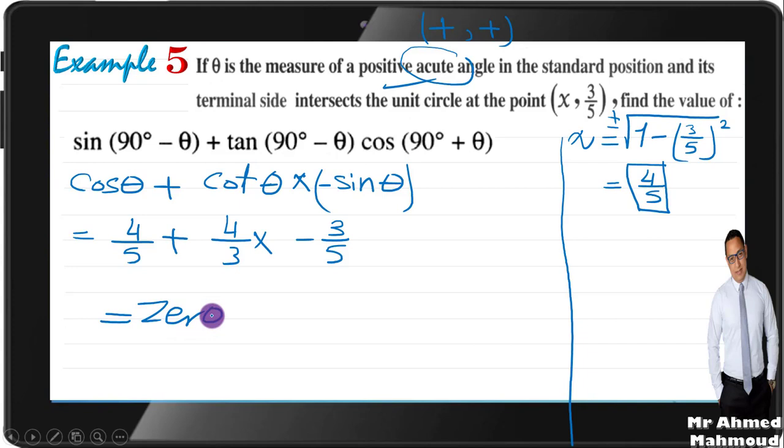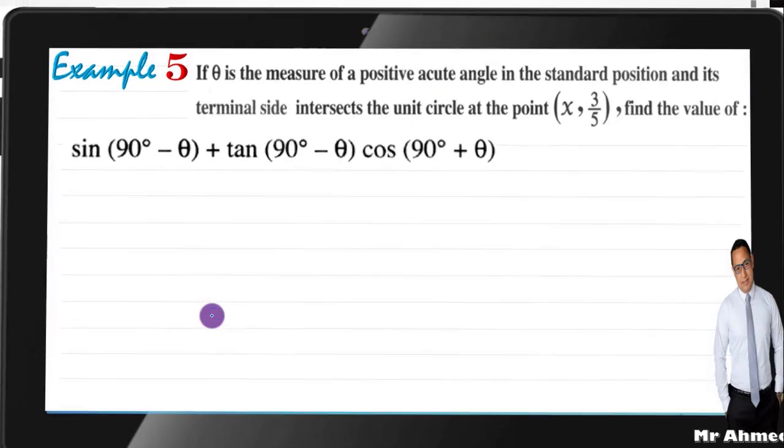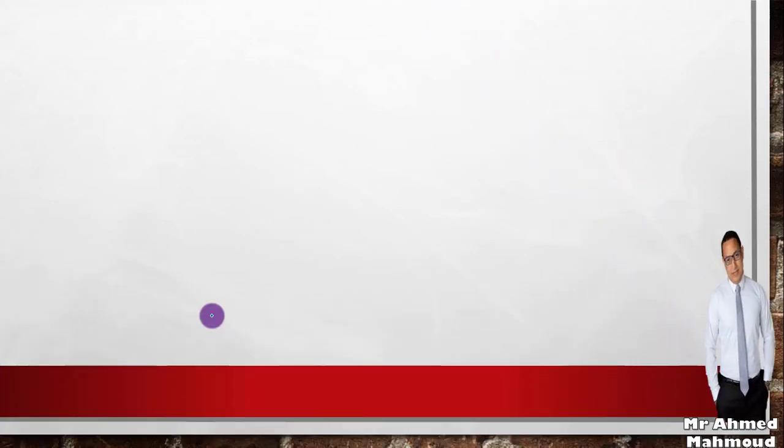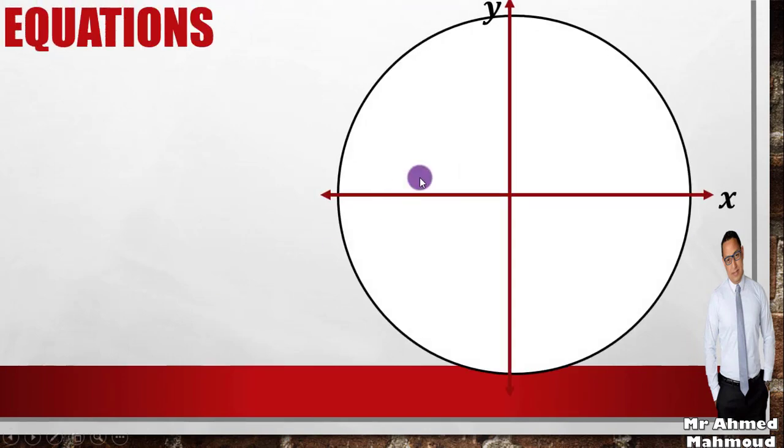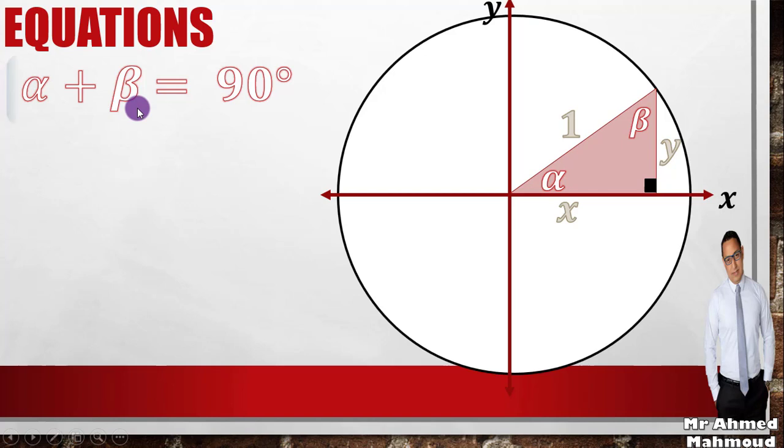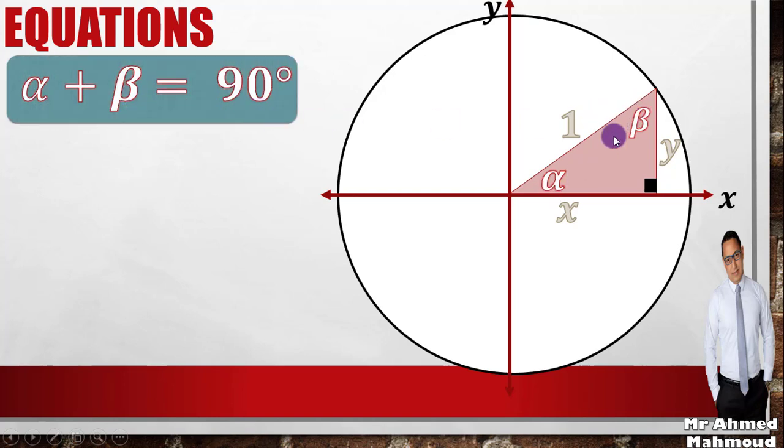Now let's see the equations. How can we solve an equation by using the trigonometric functions? Also by using the unit circle, here we have a right angle triangle. If we have angles alpha and beta, this one is called alpha and this one is called beta. Here we have the x coordinate and the y coordinate, and the hypotenuse equals 1. Alpha plus beta equals 90 because they are two acute angles in a right angle triangle.